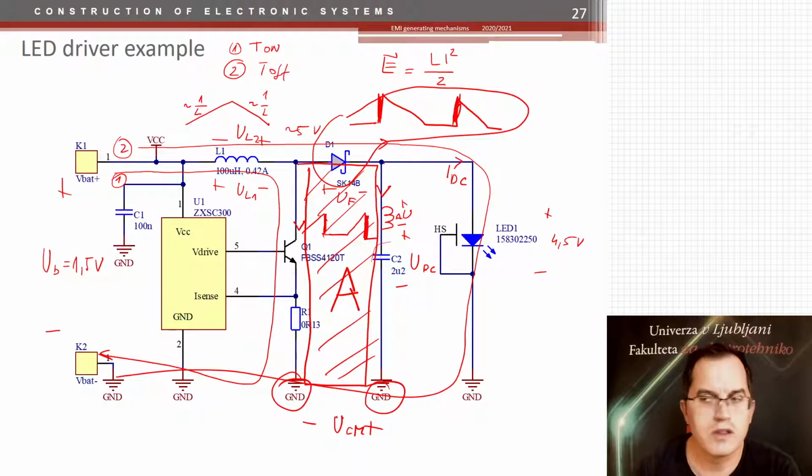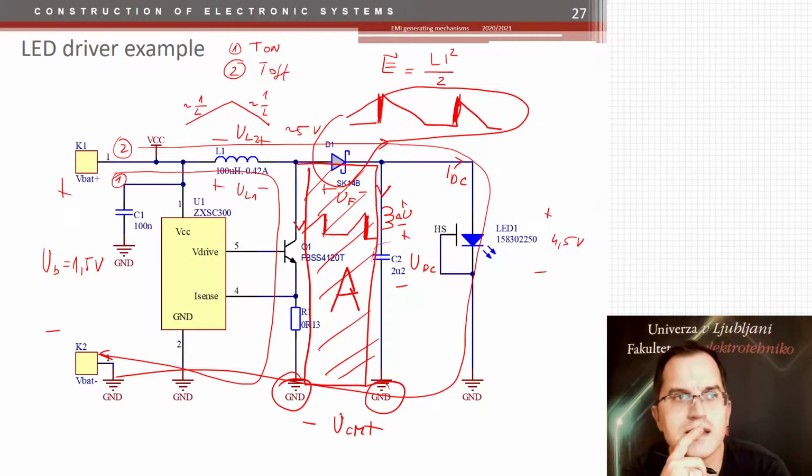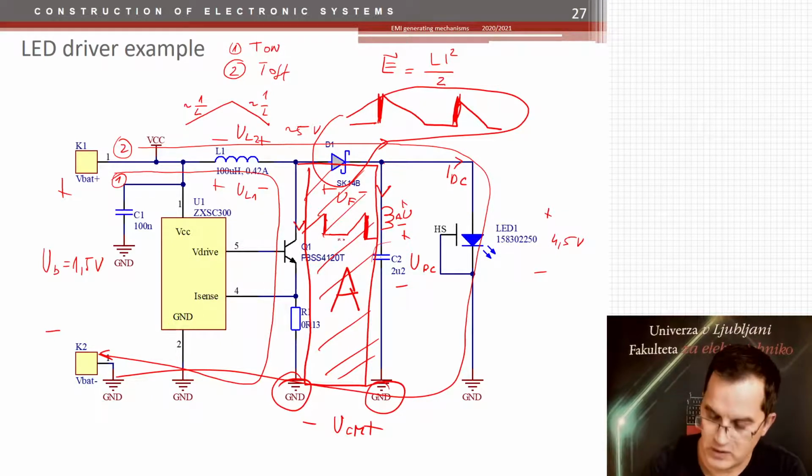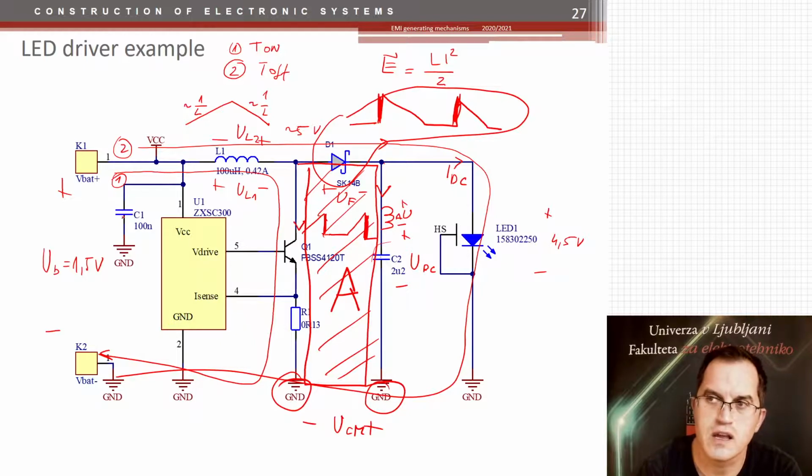What about the voltage generated common mode noise? We have to find the parts which contain high frequency voltage changes. Where are they? Here we have a capacitor, so surely on the capacitor the voltage does not change quickly. Here we have a capacitor. Here also the voltage doesn't change quickly. We have DC voltage. So the only part where the voltage changes quickly is here.